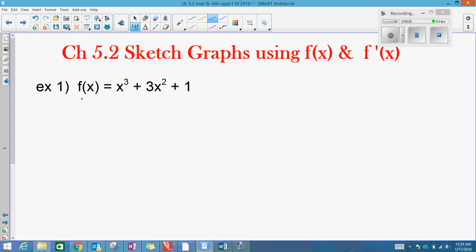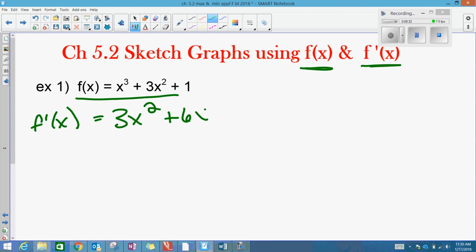Okay, so we want to sketch the graph of this function using the function itself and the derivatives. So first, let's just take a derivative. So we take this derivative, we get 3x squared plus 6x, and the 1 goes away. So now again, we look for, are there any values that aren't defined in the domain of this function? And no, because there's no x's in the denominator. So to find critical numbers, we just want to set it equal to 0. So to solve that, we can factor it. So we can take out a GCF, we can take out 3x, and we're left with x plus 2.